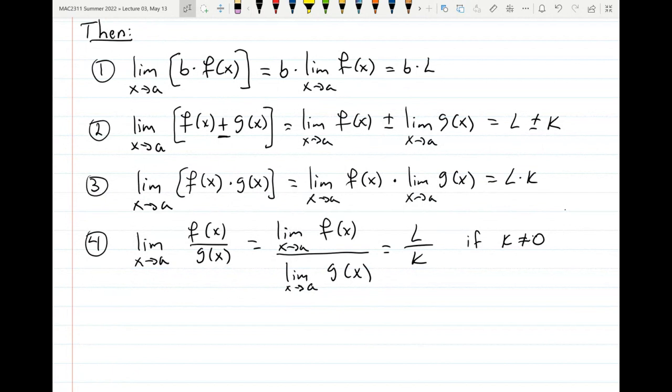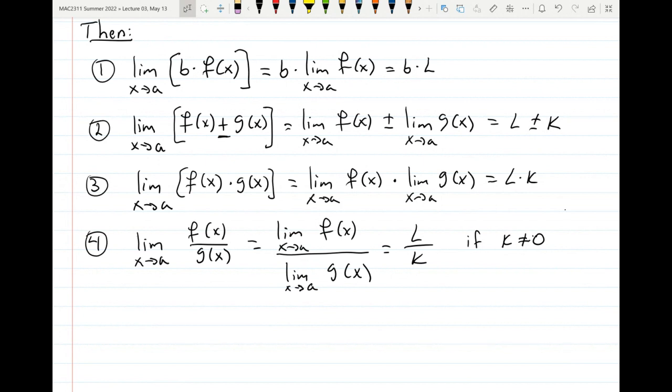There will be two main cases. It depends on the top. If the top is also 0, so if L is 0, you will have 0 over 0. Then we get what we call an indefinite form, an indeterminate form. Then we're going to discuss some techniques to deal with this, and later in the course we're going to learn how to deal with 0 over 0 in general. The other situation would be if L is not equal to 0.